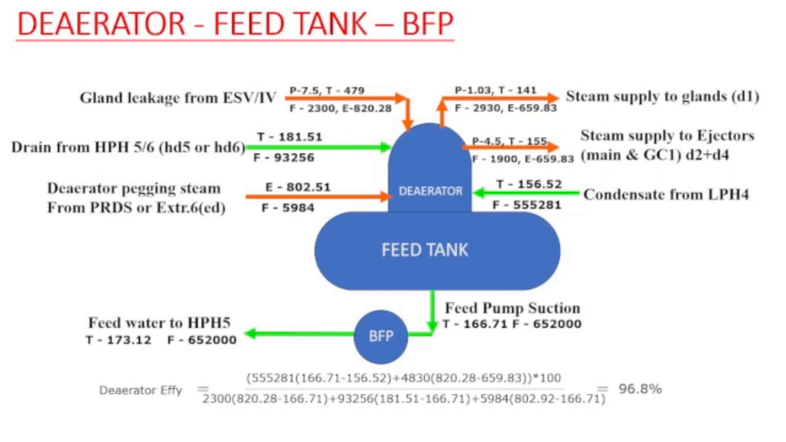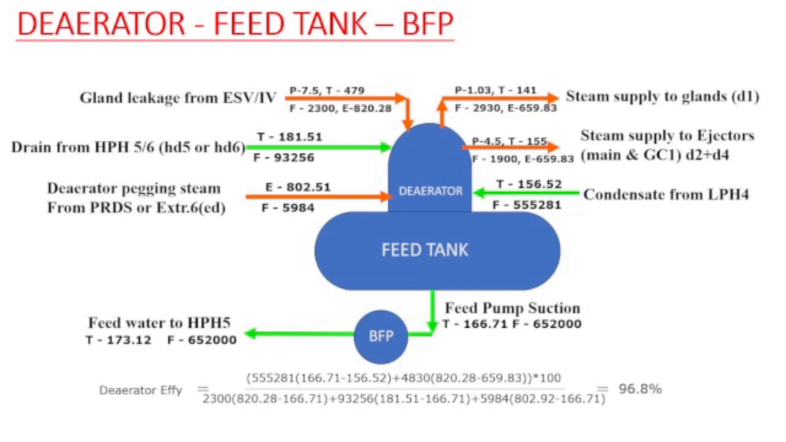It also goes into the deaerator. The total from the deaerator feed tank, the condensate, the temperature of the feed comes to 166.71 degrees centigrade if you measure, and the BFP boiler feed pump sucks the feed water from the feed tank. The suction flow, we measure the suction flow. The suction flow was around 652 tons or 652,000 kg.